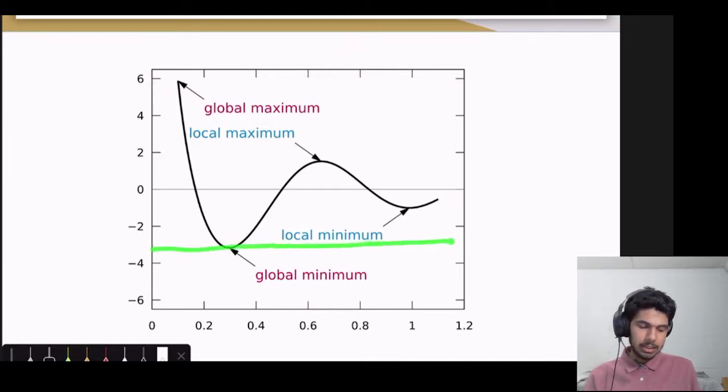And you can use the mathematical definition, or we can use this brief visual description where if I draw that line, the entire function lies above it. So it's a global minimum.